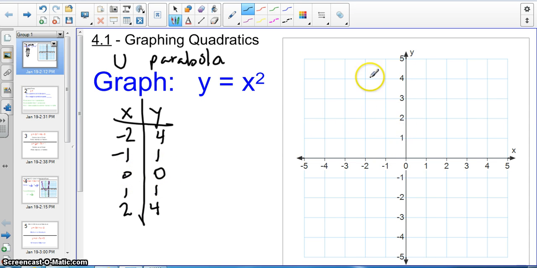So now I plot these points. So negative 2, 4, negative 1, 1, 0, 0, 1, 1, and 2, 4. Now this parabola, it should look like a U. And if you notice, I put arrows going up because they keep going on forever and ever.